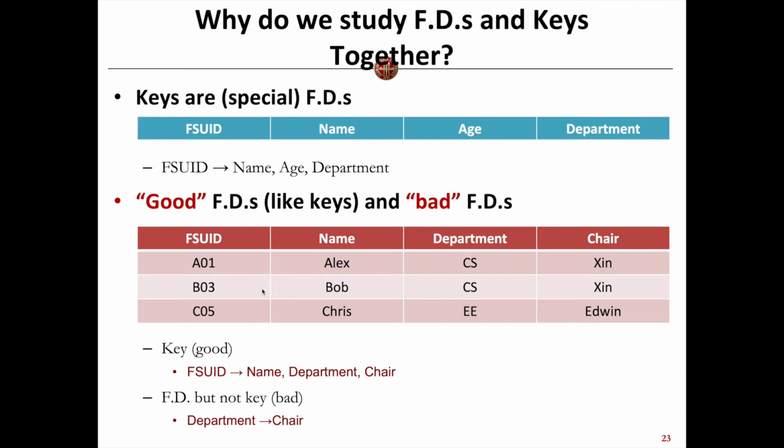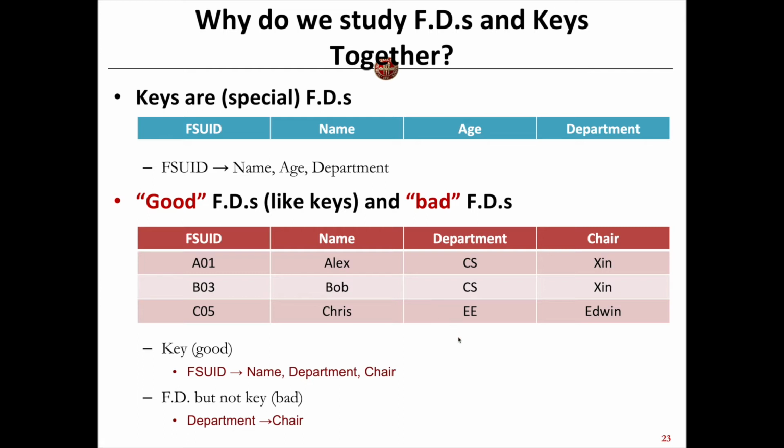And we can also have some other FDs based on the attributes. We also know that department implies chair. According to the semantics of this relation, given a department, we can find one single chair in a department. Therefore, department implies chair is also a valid FD in the relation. However, we say this FD is very bad because the left-hand side of the FD is not a key for the relation, right? So if we have such FDs in the relation and the left-hand side is not a key, then in this relation we have some problems.